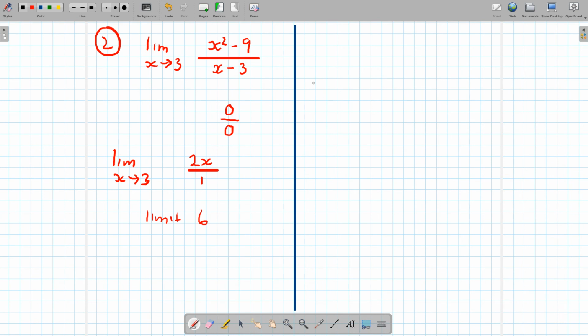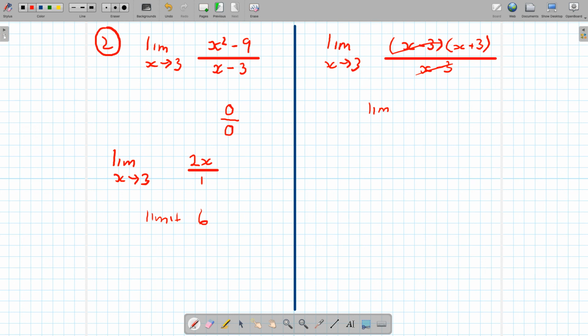It was quite straightforward, but what we could have done with this one is we could have looked at this and done something with our function. We could factorize the top and put it into 2 brackets of x minus 3 and x plus 3. And we can divide all that by x minus 3, and you can probably see where this is going. We're going to cancel out those 2 x minus 3s to leave me with x plus 3. I put that limit in and I get 6.